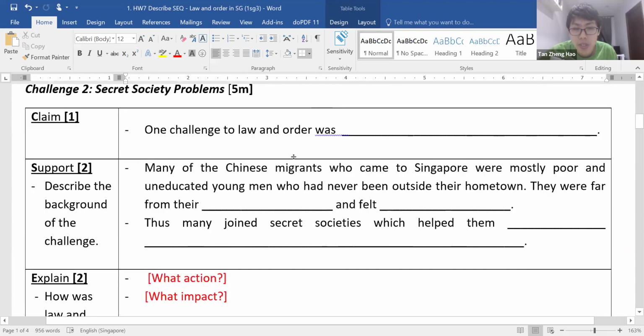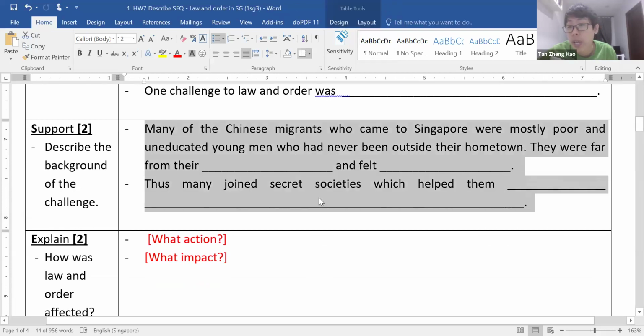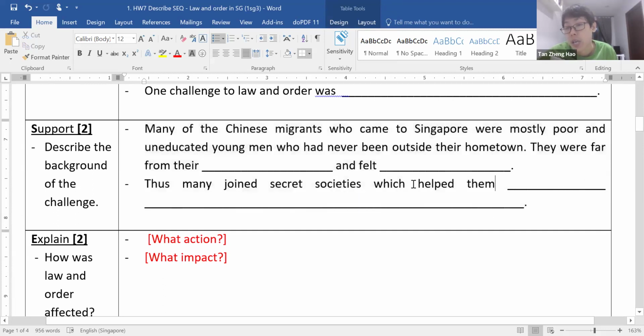I'll reverse a little bit. Challenge 2, secret society problem. One challenge to the law and order. You can just write down, it's the secret society problem. Describe the background. Why were there secret societies in Singapore? What were secret societies? What did the secret societies help them with? Okay, try and refer to your textbook again.